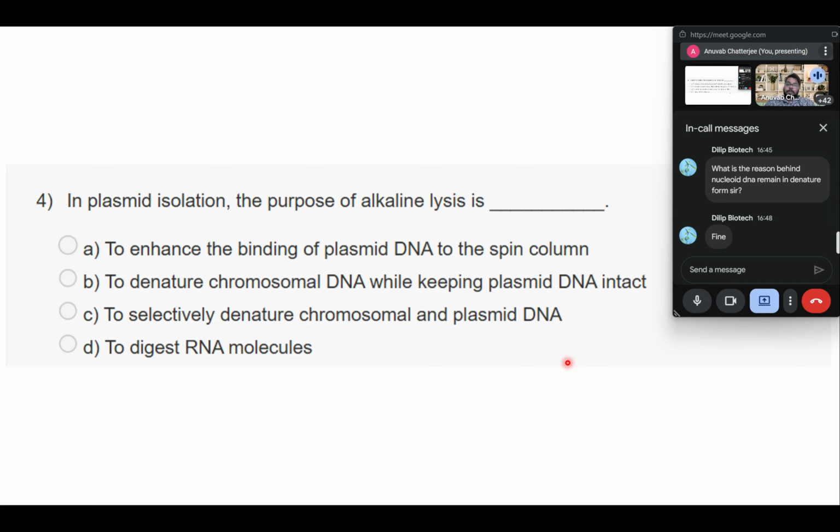So, in plasmid isolation, the purpose of alkaline lysis, the answer given is, to denature chromosomal DNA while keeping plasmid DNA intact. Even though this is the answer to the question, not really, as we had seen the actual point is taking the plasmid DNA out without denaturing everything else. It does not specifically denature chromosomal DNA and not plasmid DNA. It denatures both. It does renature, it just renatures plasmid DNA better than chromosomal DNA so that you can extract it. Okay, I think that is fine. Anyone has any questions?